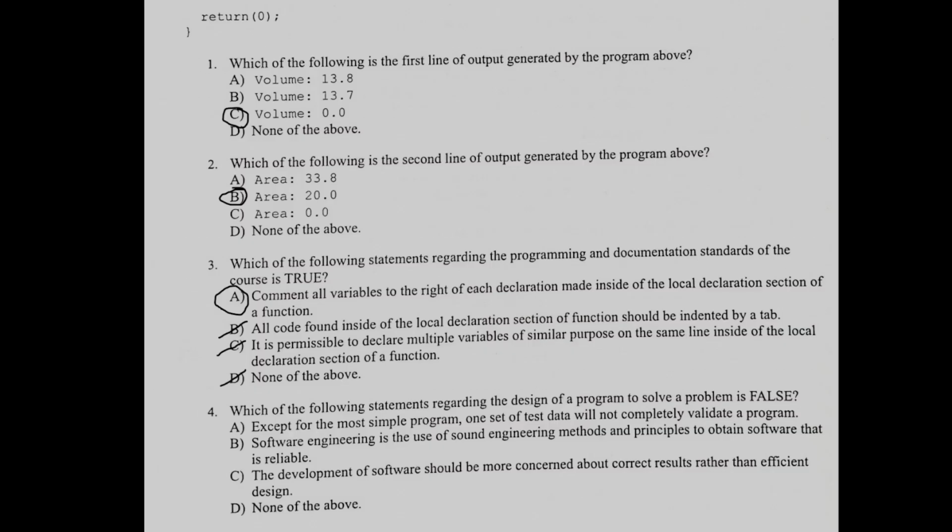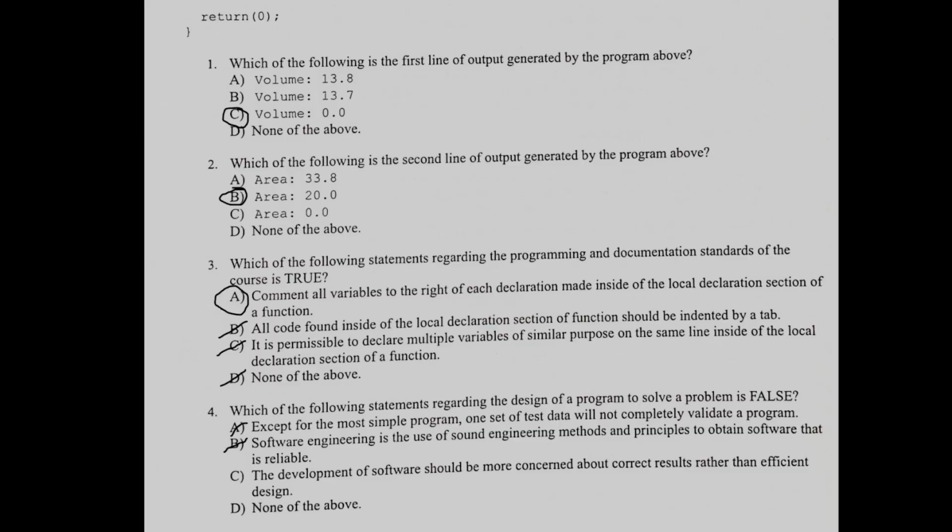Question 4. Which of the following statements regarding the design of a program to solve a problem is false? A. Except for the most simple program, one set of test data will not completely validate a program. That is true. Once your program gets even a little bit complicated, you're going to need to have multiple sets of test data to completely validate a program, so this is not our answer. B. Software engineering is the use of sound engineering methods and principles to obtain software that is reliable. That's true. That's the definition of software engineering, so it's not our answer.